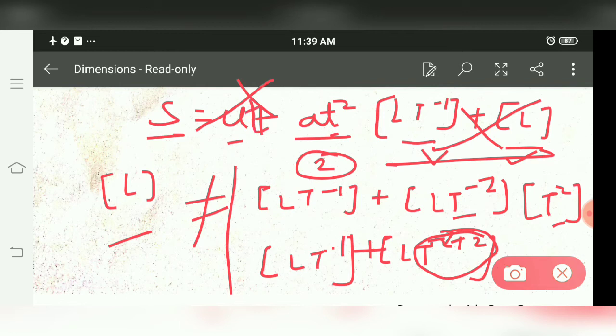We know that the actual formula is s is equals to ut plus half at square. So dimension also helps to check the correctness of a formula.